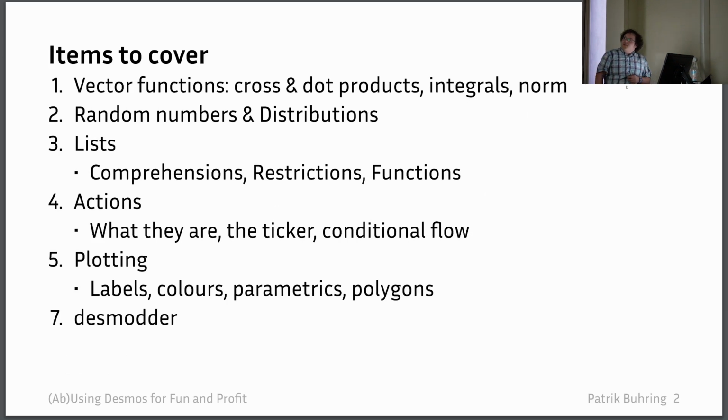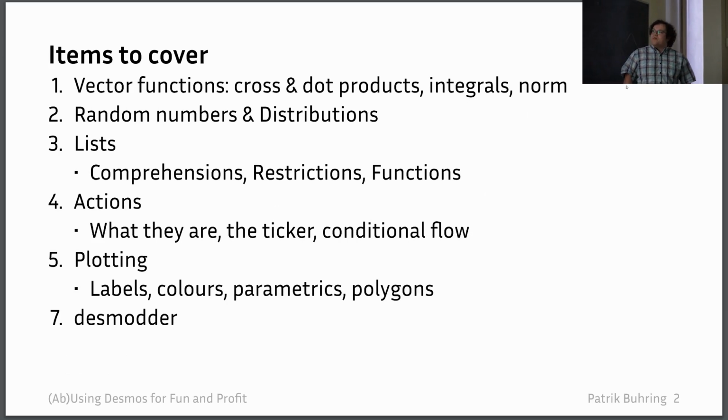Okay. So we're going to cover a few things that you can do in Desmos, things that are a little bit more than just y equals mx plus b. So we're going to talk about vectors. You can do vectors in both the 2D and 3D calculator. We're going to talk about random numbers and distributions for you stats nerds. We're going to talk about lists, which are an incredibly useful feature in Desmos. Actions, which give Desmos the ability to be Turing complete, actually. And then the different kinds of plotting you can do. And then at some point, I'm going to mention Desmodder, which is a Chrome extension to enhance Desmos.